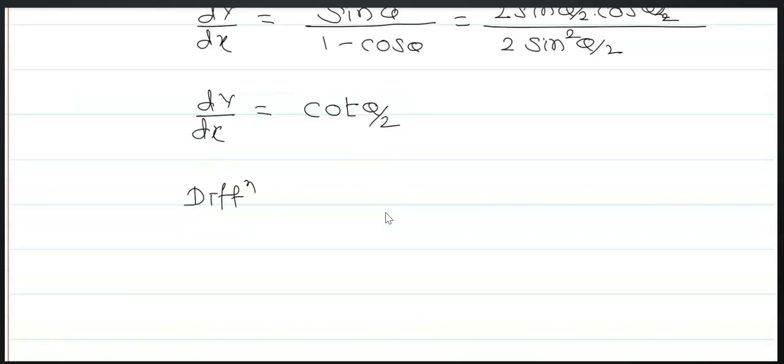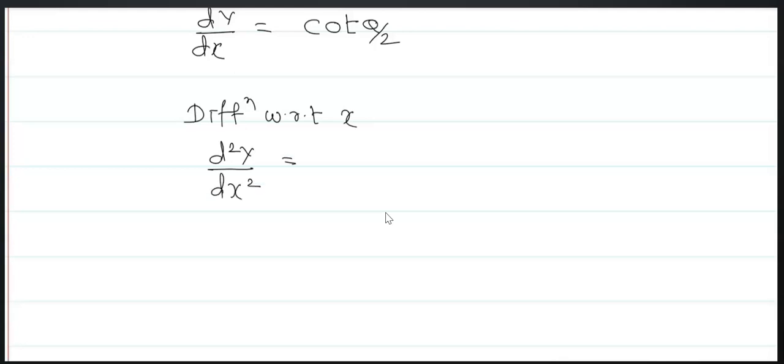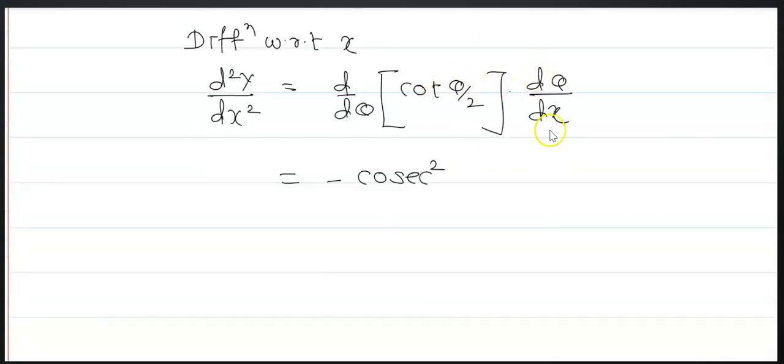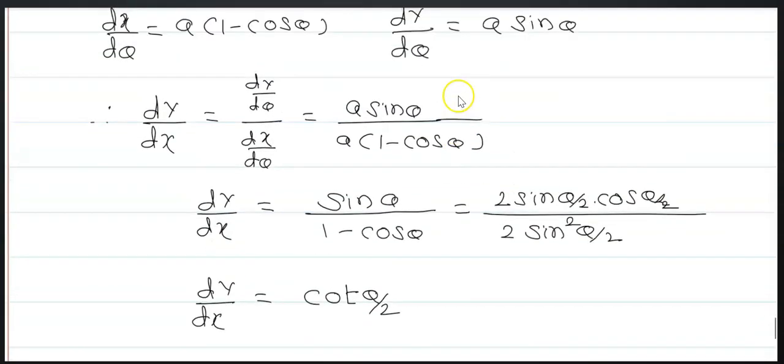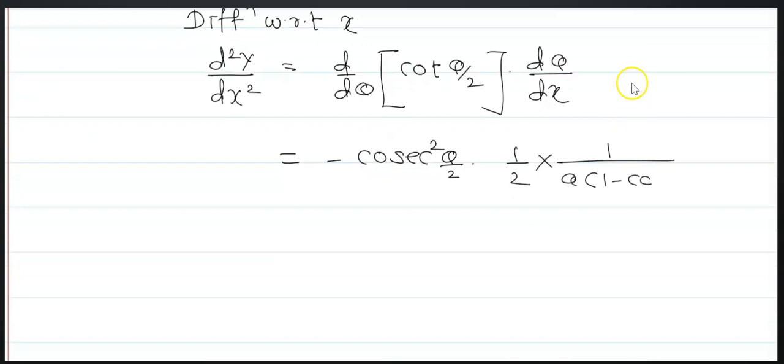Now differentiate this again with respect to x. d2y by dx square is equal to, here we are applying the chain rule, d by d theta of cot of theta by 2 into d theta upon dx. But what is the derivative of cot of theta by 2? It is minus cosec square theta by 2 into the derivative of theta by 2, which is 1 upon 2, into d theta upon dx.